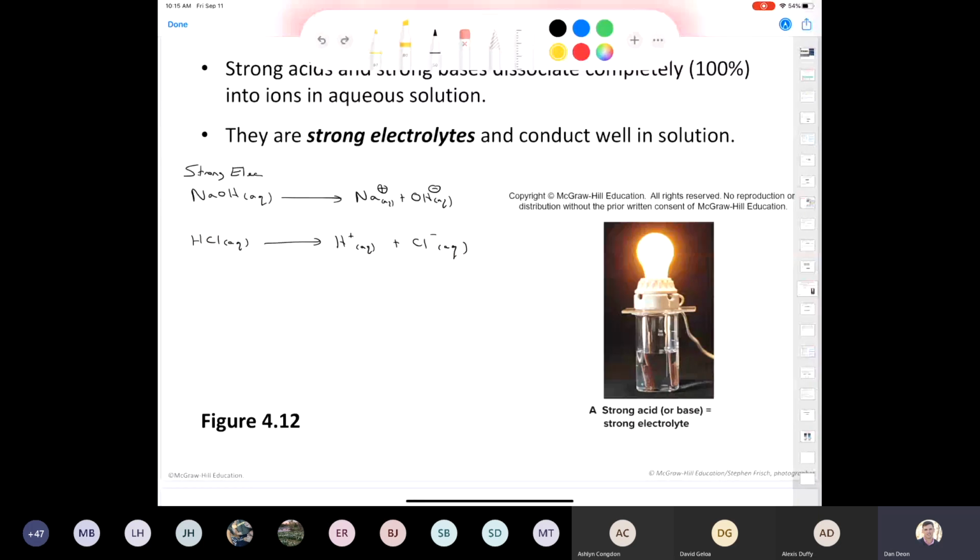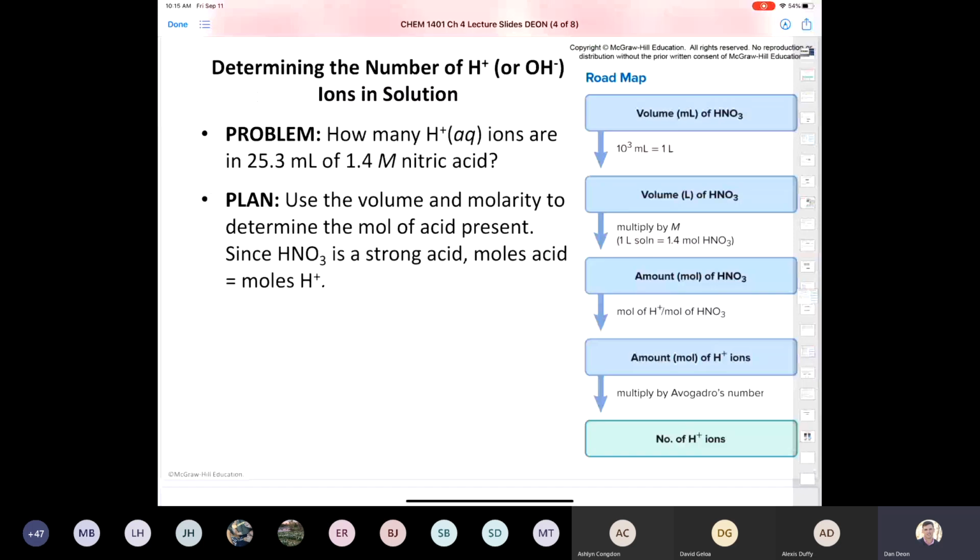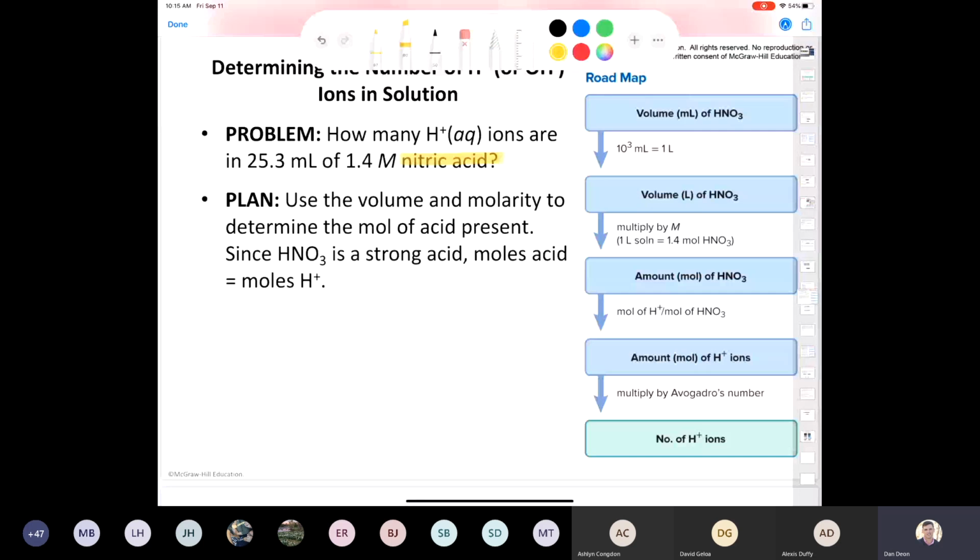All right. So let's move on and take a look at a problem here. It says, determine the number of protons or hydroxide ions in solution. So how many hydrogen ions or protons are in 25.3 milliliters of 1.4 molar nitric acid? I'll just ask you flat out, is nitric acid a strong acid or a weak acid? Not a trick question. We looked at it earlier today. Strong or a weak acid? Nitric acid. What do you think?